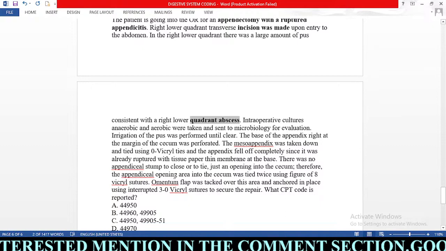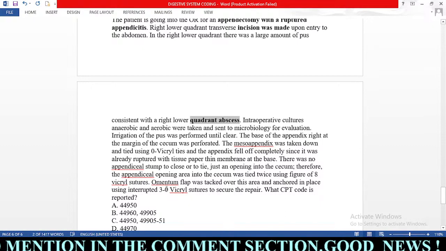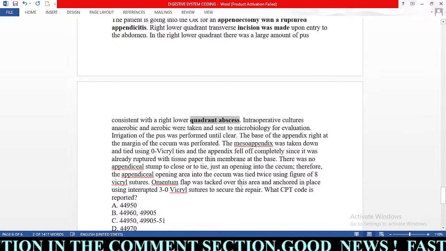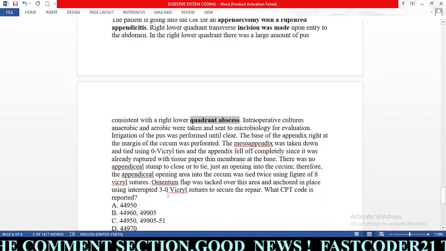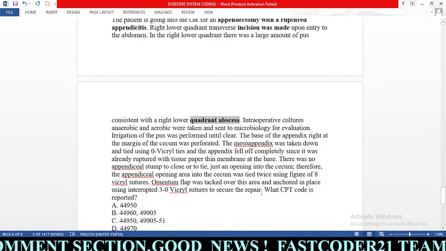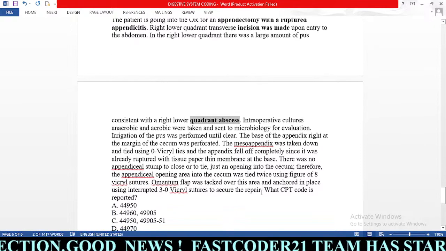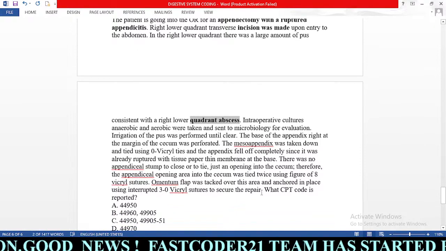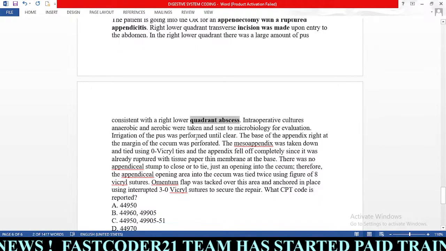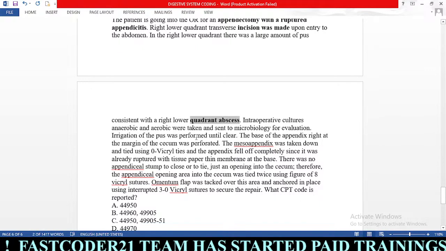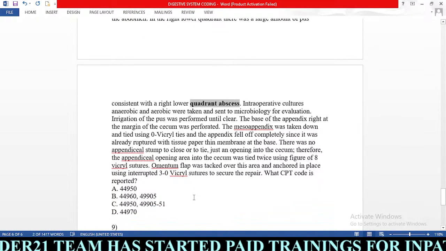Therefore, the appendiceal opening area into the cecum was tied twice using figure of 8 Vicryl suture. Omentum flap was stuck over this area and anchored in place using interrupted 3-0 Vicryl sutures to secure the repairs. So basically, the physician has performed an open appendectomy, as no port or laparoscopic keywords are mentioned in this scenario. So directly we will eliminate 44970.